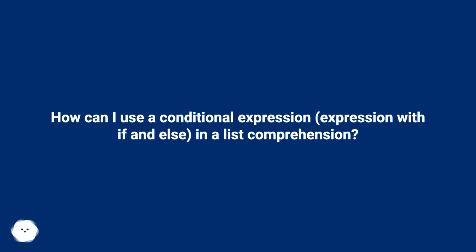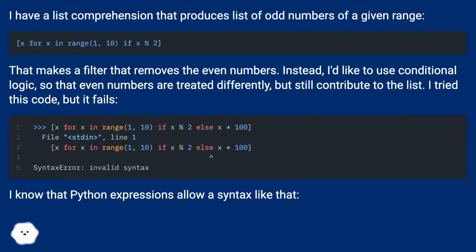How can I use a conditional expression with if and else in a list comprehension? I have a list comprehension that produces a list of odd numbers of a given range. That makes a filter that removes the even numbers. Instead, I'd like to use conditional logic so that even numbers are treated differently but still contribute to the list.